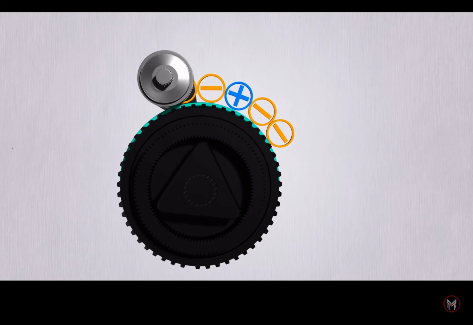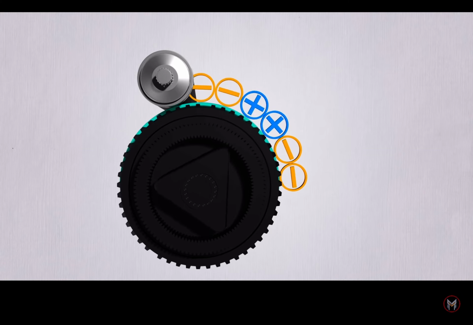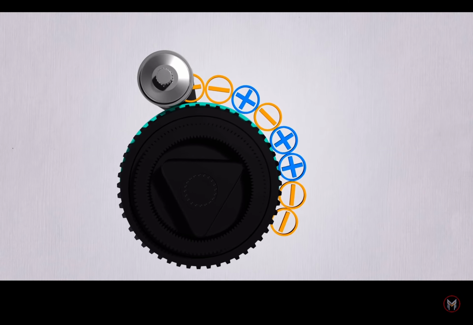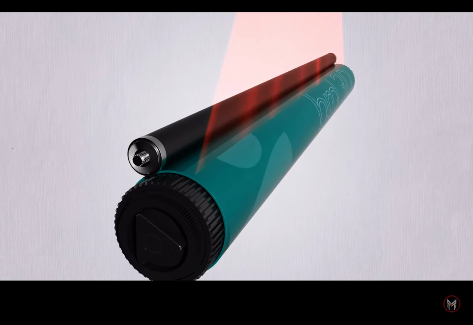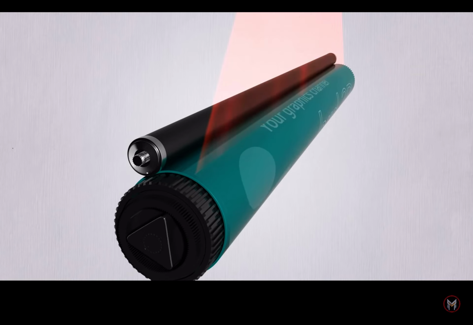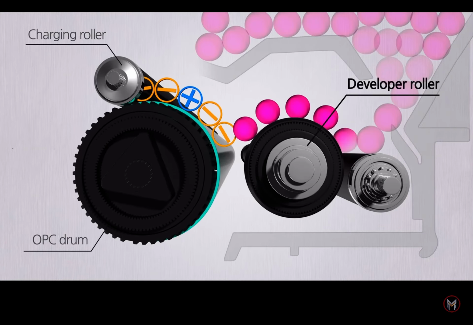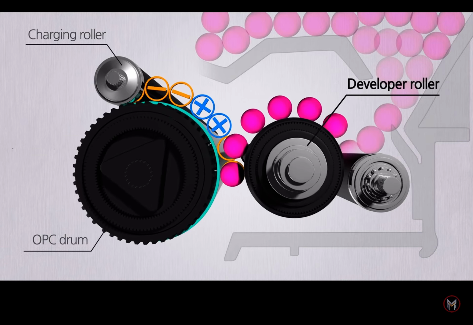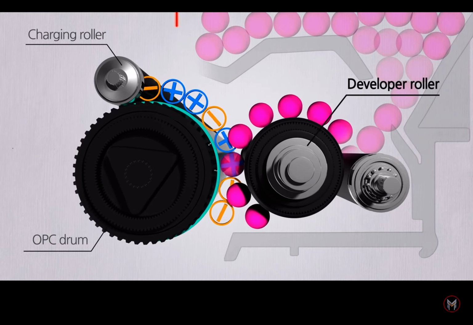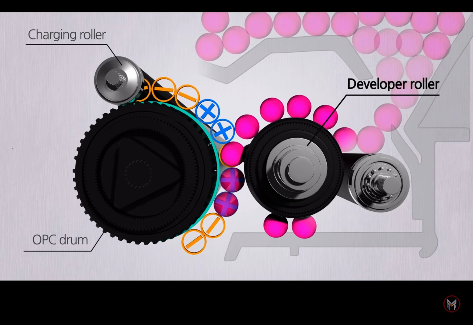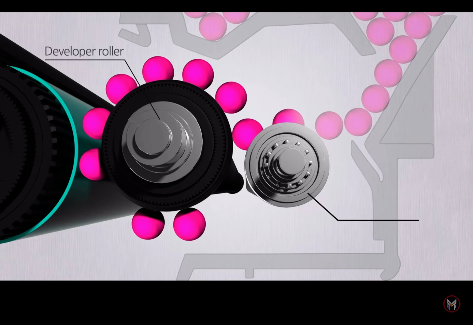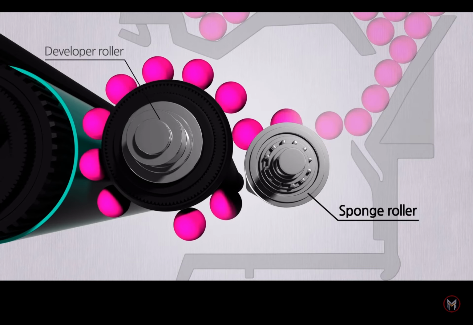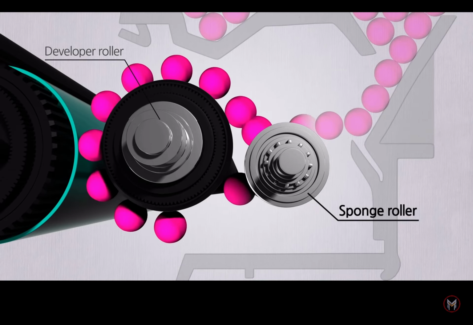On the negatively charged drum surface, a laser applies the desired drawing to be printed. Then, the places that the laser has been applied are now positively charged. And toner is applied with the developer roller. Toner particles are attached to the positively charged drum surface. Next to the developer roller lies a sponge roller. A sponge roller provides toner to the developer roller and cleans up toner that's not delivered to the drum.